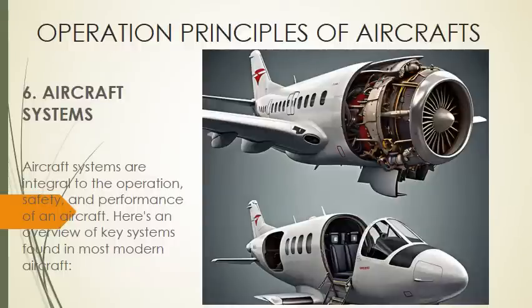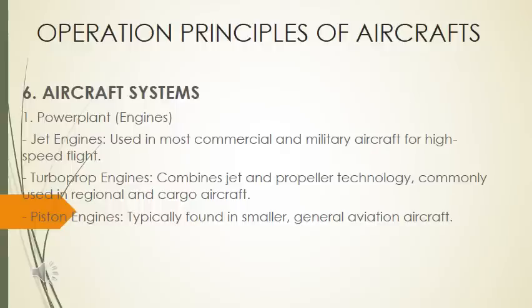Number 6, aircraft systems. Aircraft systems are integral to the operation, safety, and performance of an aircraft. Here is an overview of the key systems found in most modern aircraft. So I've talked about the navigation, controls, the engine, and some other things. Now I want to talk about the aircraft systems. They are integral to the operation, safety, and performance of an aircraft, and I will be considering some key systems found in most modern aircraft. The first is the power plant, the engines. I've talked about this before. Jet engines used in commercial and military aircraft for high-speed flight.